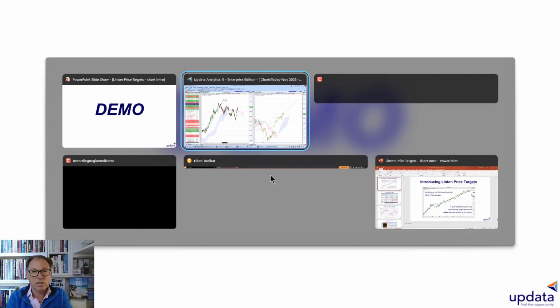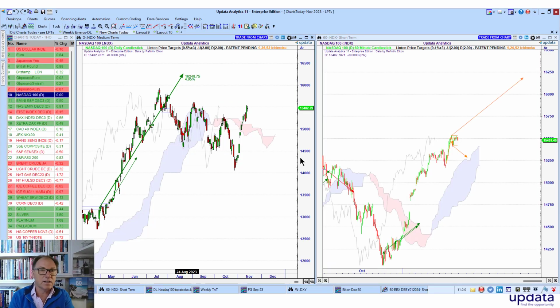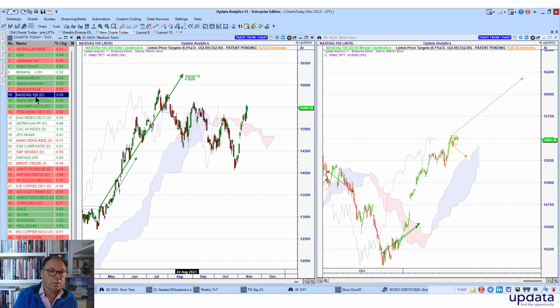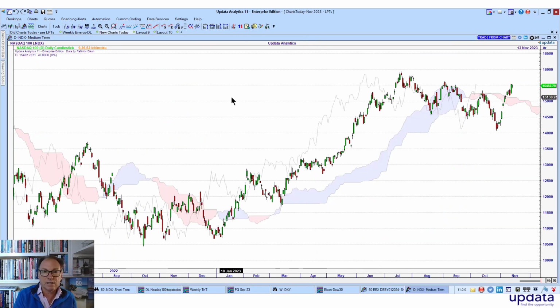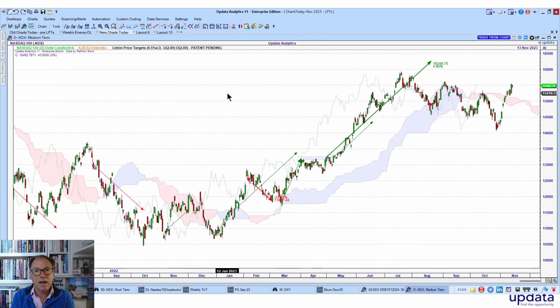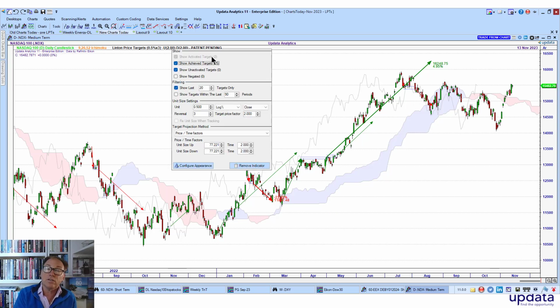So let's have a look at the targets and how you use them. The key thing is on any single chart, I'm just going to open a chart. There's the NASDAQ. I'm going to press the T key, and it automatically puts the targets on. And this is using the factors 2. And one of the new things for those that were early on in adopting the system or the beta program, the latest version, I think it's version 15.